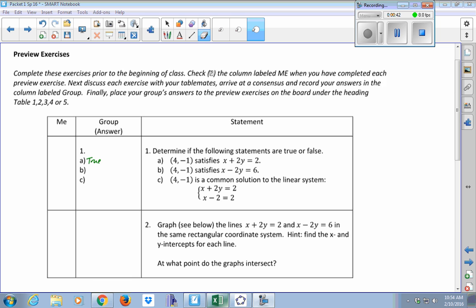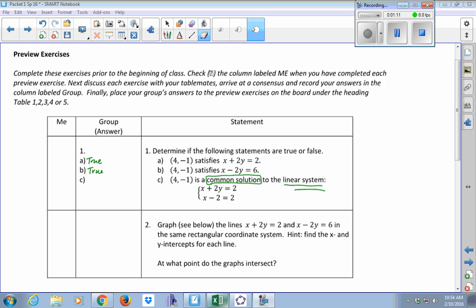Someone else want to tell me if you had any luck with the same coordinates? Does it also satisfy this equation? Yes, okay, good. So what that means is we call the point (4, -1) a common solution, because both of these equations have that as a solution. So it's a common solution to this linear system.